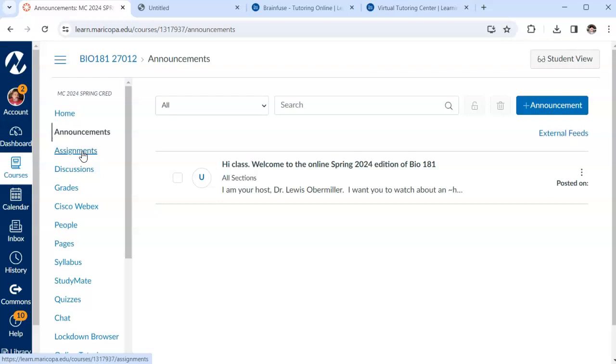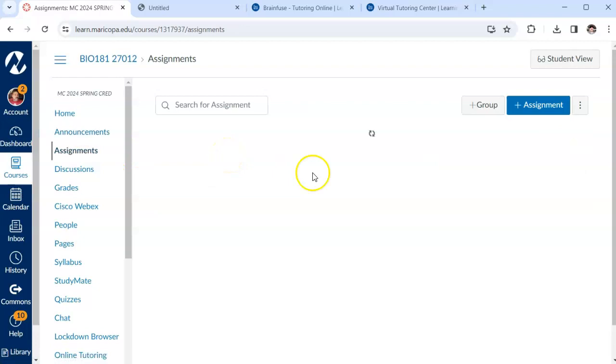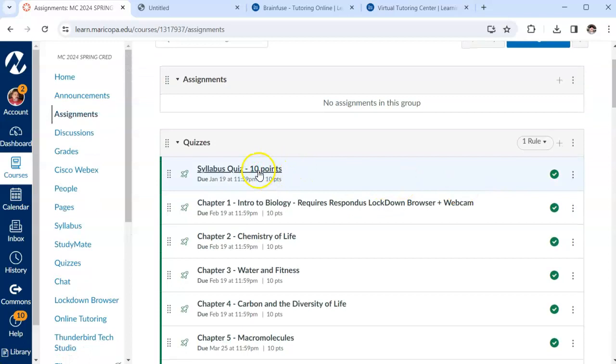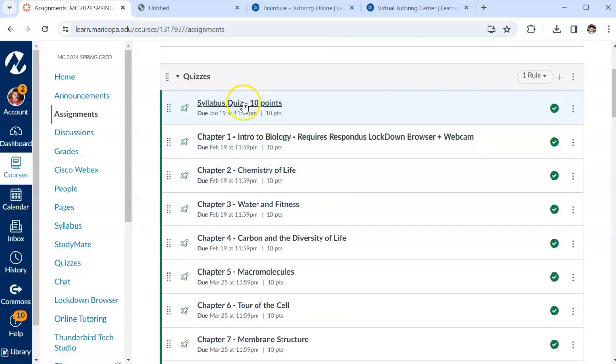Okay, here's your assignments. This is probably what you're most interested in. So like I said, every chapter has a quiz. There's also a syllabus quiz, just to make sure that you read the syllabus, because one of the most important things that I want you to do before tomorrow is read the syllabus, order your textbook, and then you guys are going to need a lab kit, and I'll go over that in the syllabus as well.